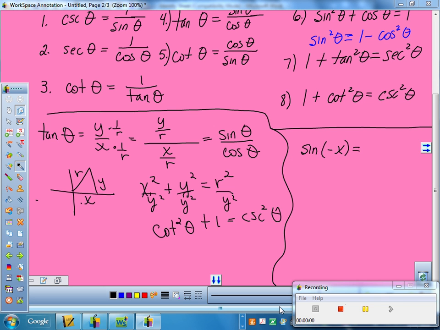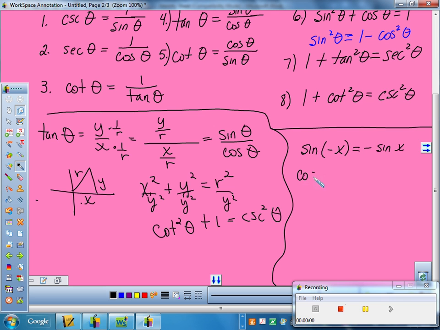I'm just going to flat tell you, if you have sine of a negative angle, say it's negative 30 degrees or something, you pull the negative out front, and it becomes negative sine of the positive angle. So you would have a negative sine of 30 degrees on that.